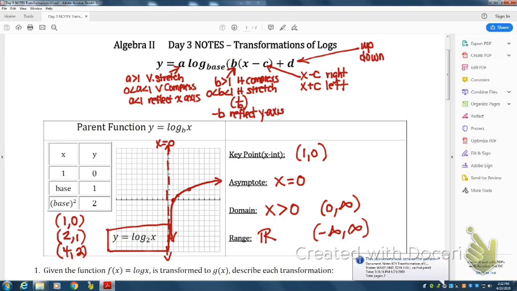It will be x is greater than, it depends upon if it reflects. But if you look at your graph, I'm going to color it in yellow. Your graph is on this side of that line, x equals 0, and it never touches it. So it's greater than. Okay? So you can think about it that way.